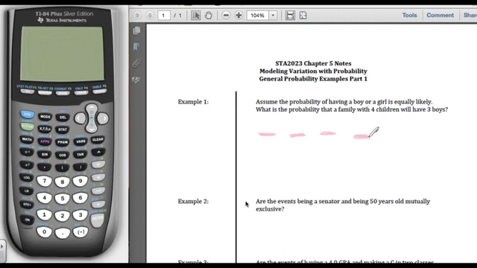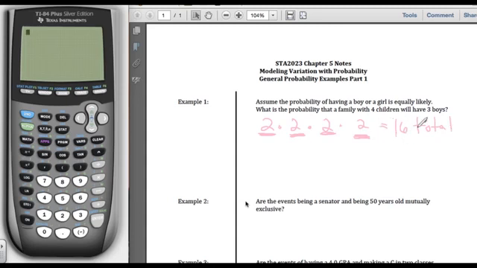Think about the family with 4 kids as having 4 spots to fill. For the first child, the oldest child, there are 2 possibilities. It could be a boy or a girl. For the second child, still 2 possibilities. It could be a boy or a girl. Same for the third child and for the fourth child. If you multiply these together, that will give you 16. That's the total number of possibilities in the sample space.